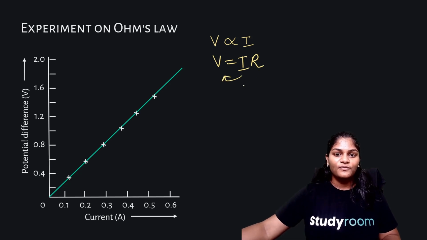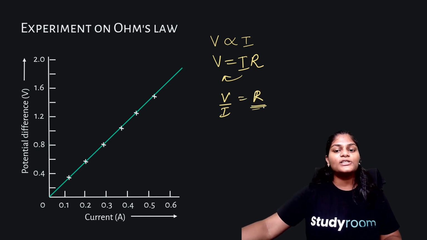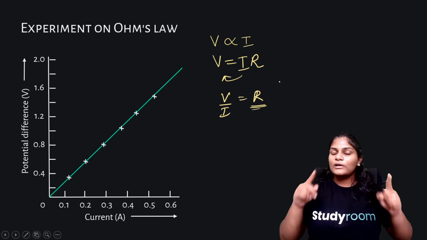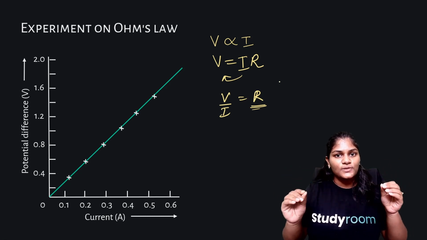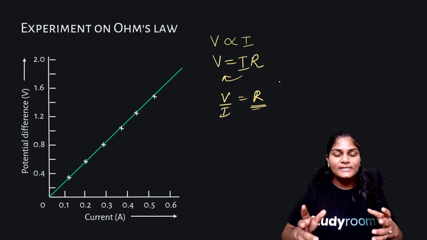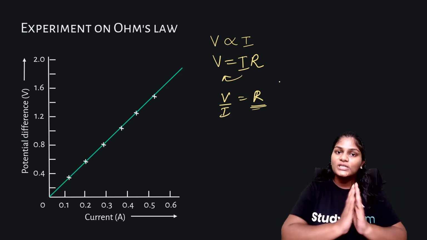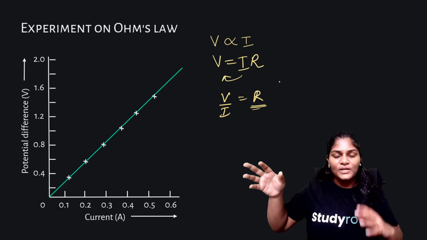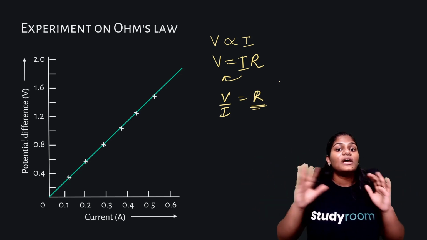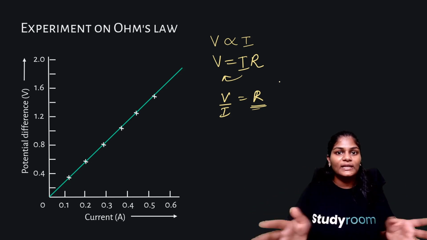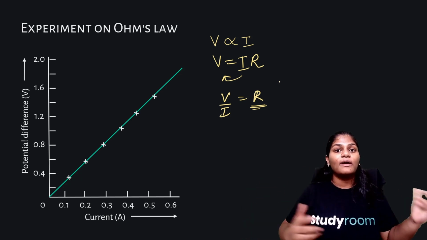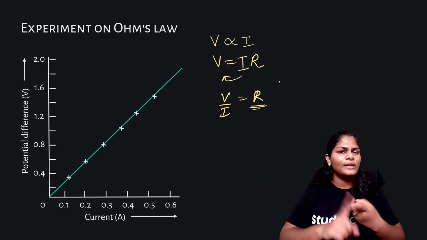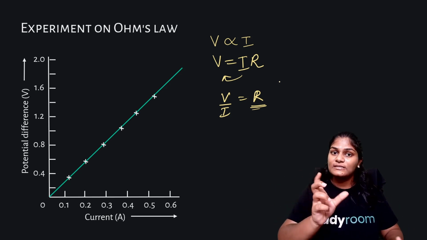So if I take I to this side, it would become V by I is equal to R, and R is constant. See, if there is a wire, say copper wire or a nickel wire or a chromium wire, would the resistance of the wire change? It will be a little more clear when we study resistance, but resistance of the wire is a constant quantity, okay? Unless temperature or stuff like that changes. In a lab, when we're not changing any environmental variables, not the temperature, not the pressure, anything, then the resistance is constant.